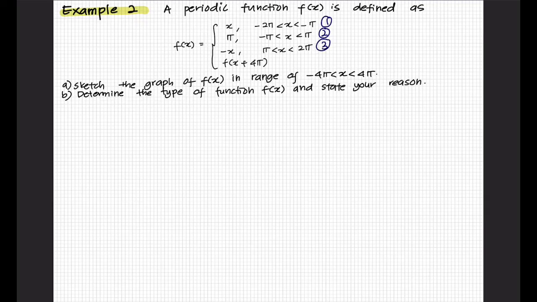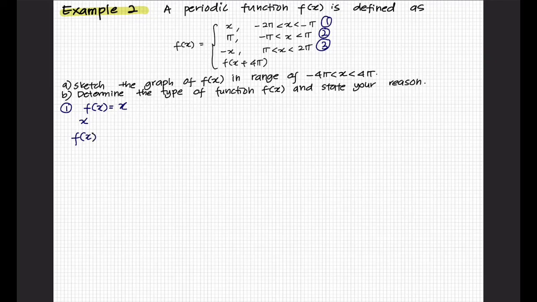Okay, sketch the graph of f(x) in the range of negative 4 pi until 4 pi. So values for x in your graph should be in terms of pi. So function 1, f(x) equal to x. Okay, draw box.